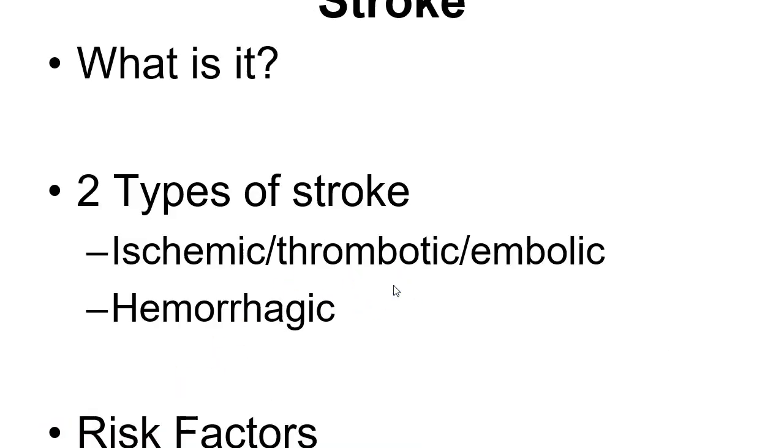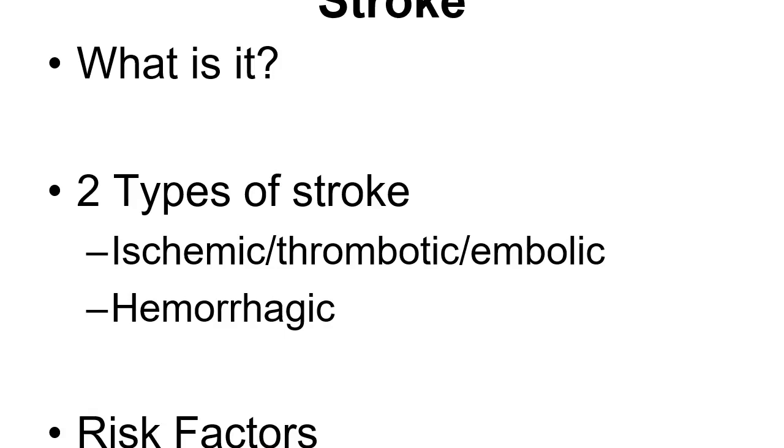So let's talk about strokes, cerebrovascular accidents. Basically, what's going on with a stroke is we have an interruption, a blockage of oxygenated blood flow to parts of the brain. So just like the MI was a blockage in the coronary arteries causing damage or death to cardiac cells, a CVA, a stroke, causes ischemic damage to your brain cells.